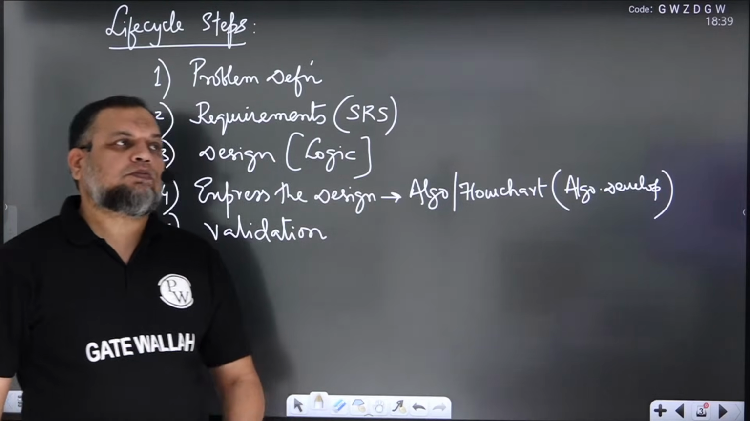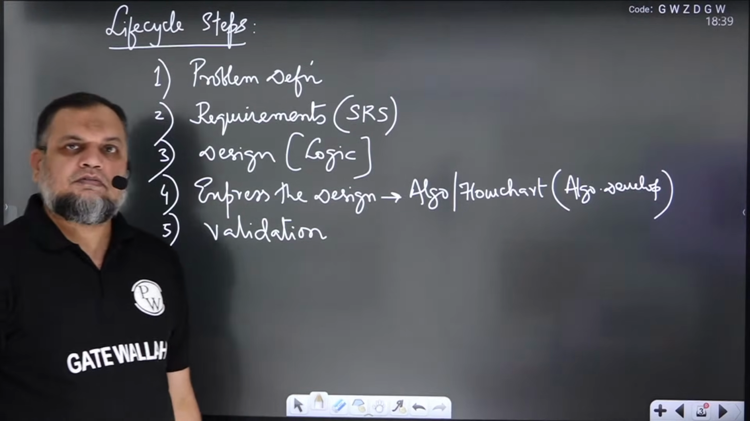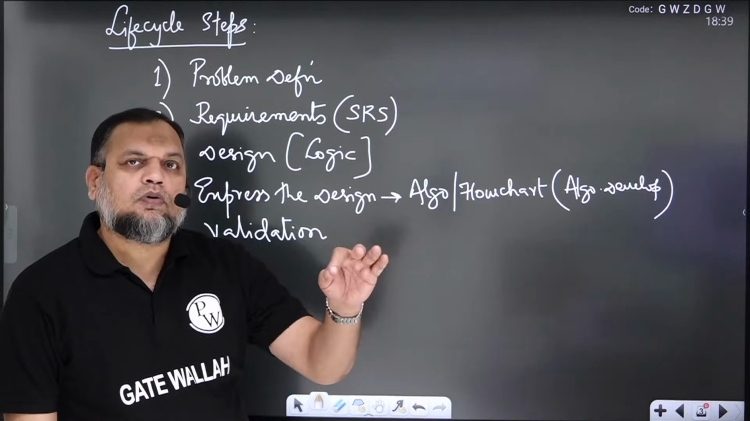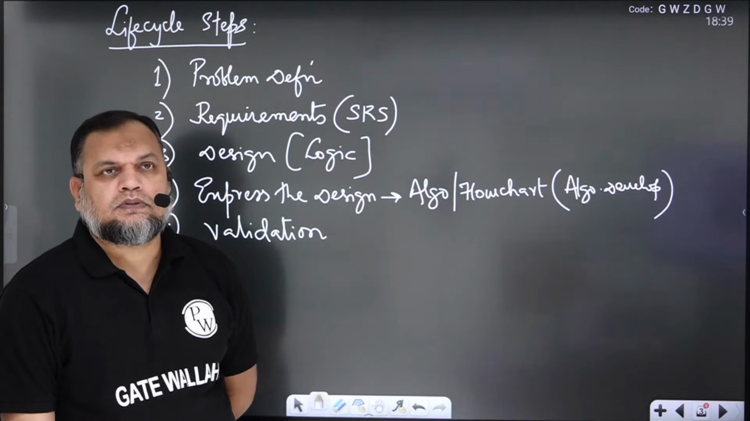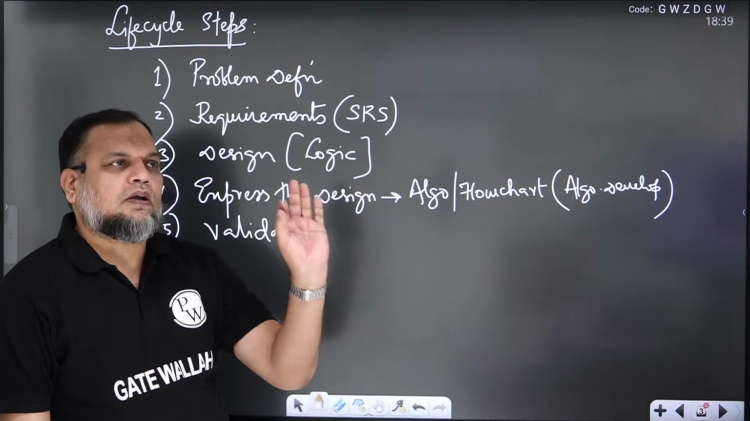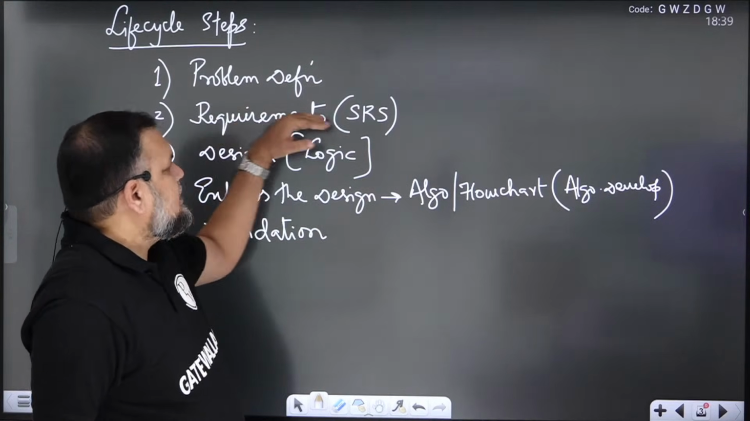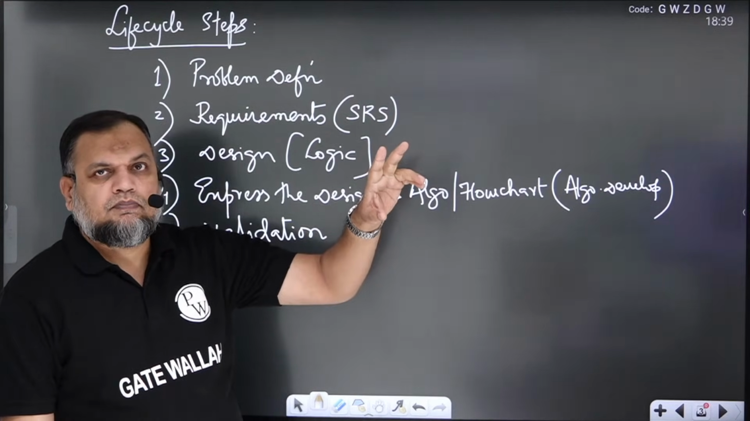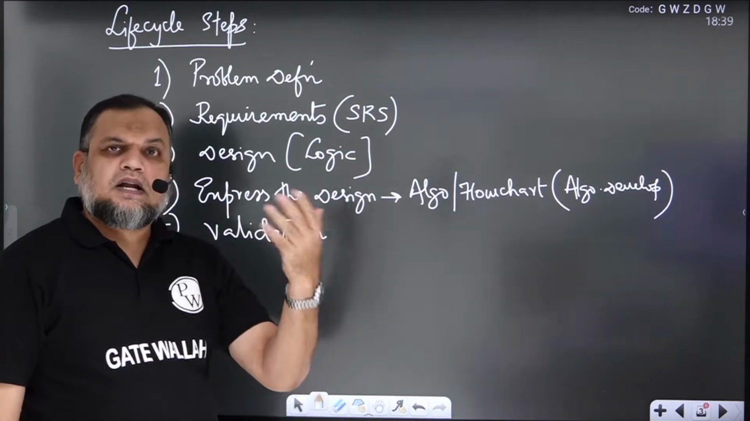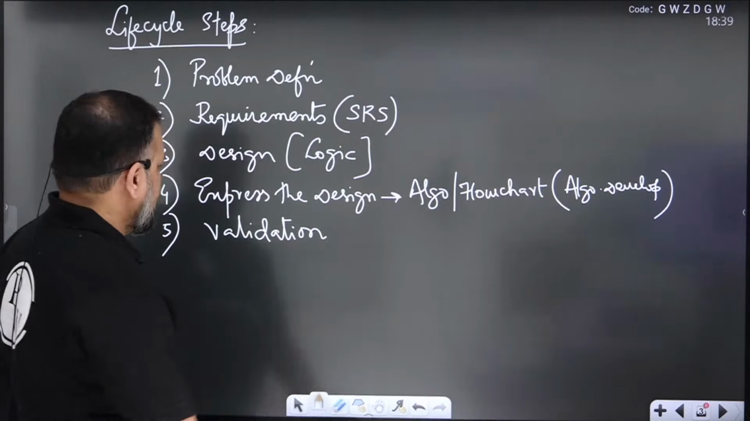Generally people confuse between validation and testing. देखिए दोनों में फर्क है. Testing is done of program, validation is done of algorithm. Validation का मतलब यह है कि whether your algorithm is meeting all the requirements which have been isolated in step 2 or not. That is validation. Proving correctness or incorrectness. ठीक है.